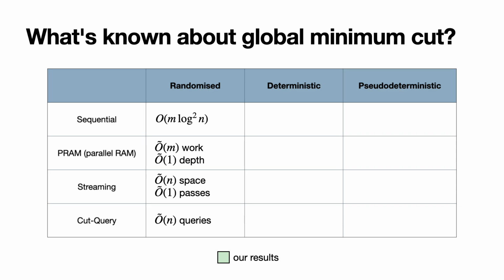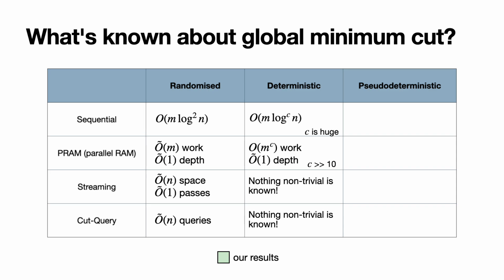So in the sequential setting, there's an m log square n time algorithm. In the PRAM setting, there's an O tilde m work, O tilde 1 depth algorithm. In the streaming setting, there's an O tilde n space and O tilde 1 passes algorithm. And in the cut query setting, there's an O tilde n queries algorithm. For more details about where these results are, you can check our paper.